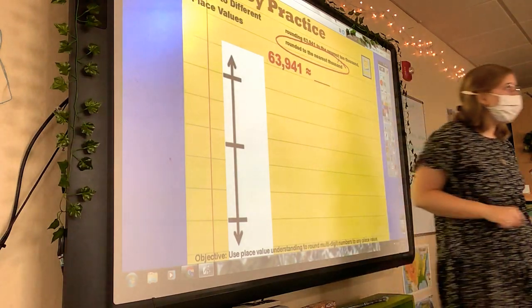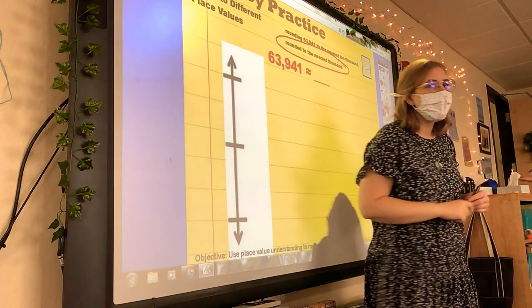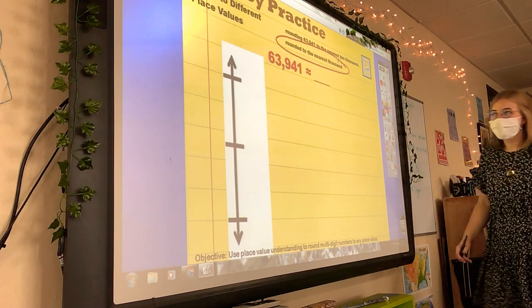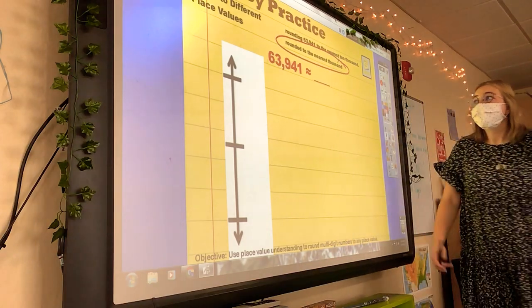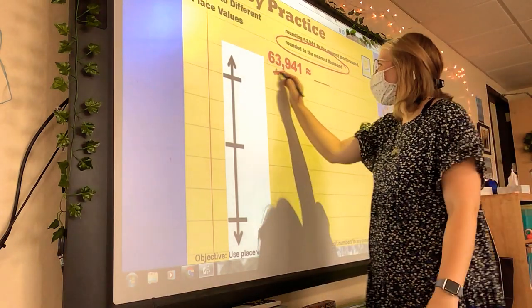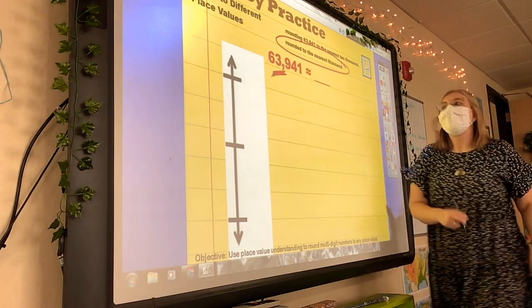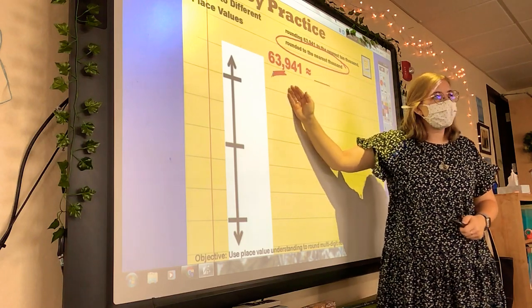Okay. Look at the number 63,941. Think about what number is in the thousands place, not the 10,000s. Okay, but the thousands place. Think about it. Don't say it. When I snap my fingers, tell me which number's in the thousands place. 3. Yes. Correct. Okay. So we're going to be focusing on that 3 for right now. Of course, there's 60,000 added to that as well. So it really is 63,000, right?